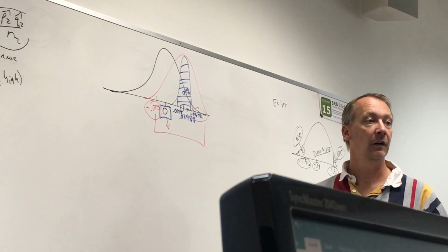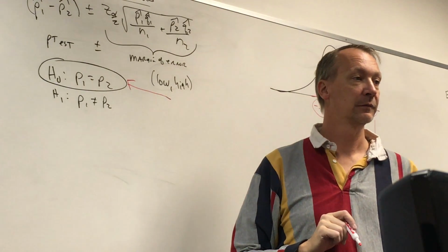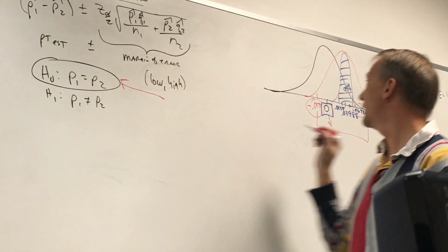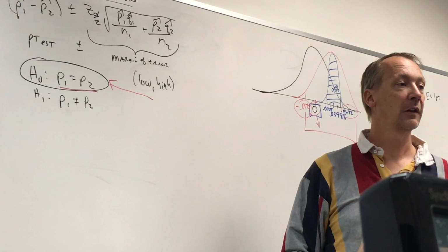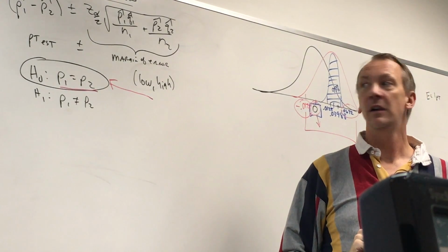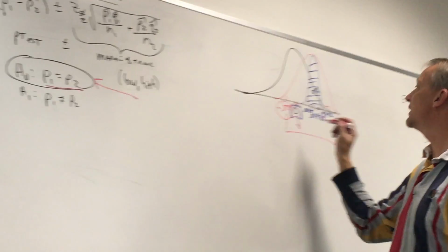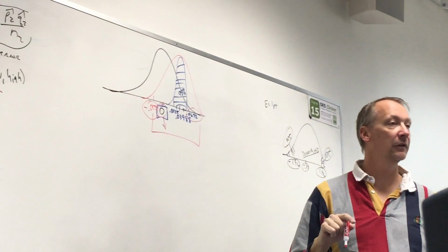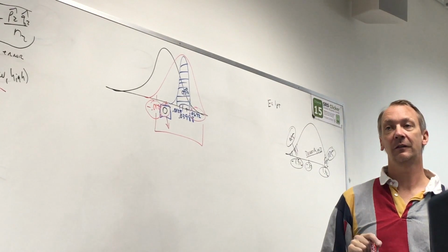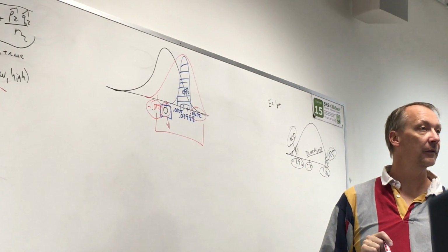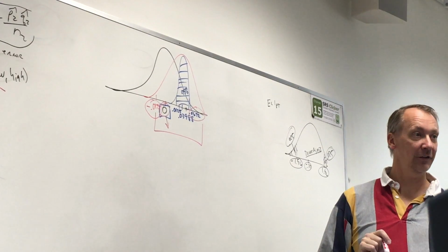And why 0? Because under my null hypothesis, I said there's no difference. So if 0 is in my interval, my null hypothesis is correct. There's not a significant difference. So you're trying to see, is 0 inside my interval or outside my interval? If it's in my interval, it's not significant. If it's outside my interval, it is significant.